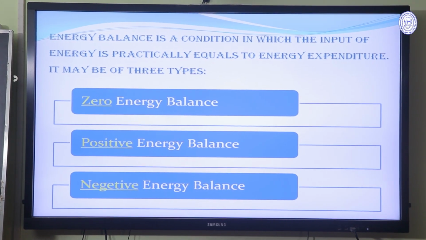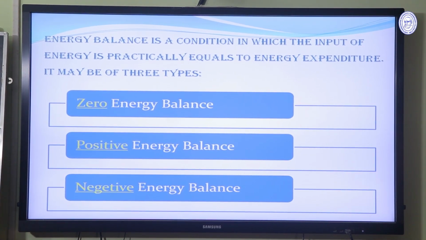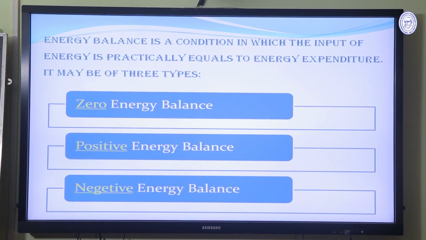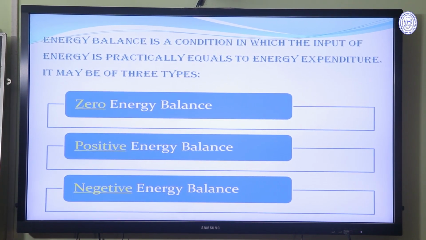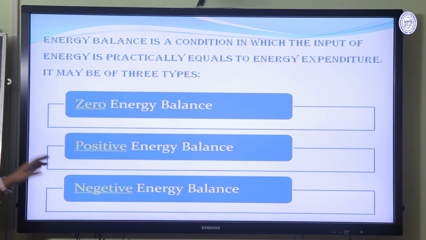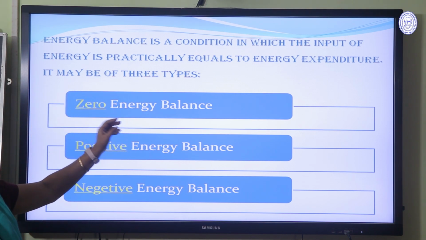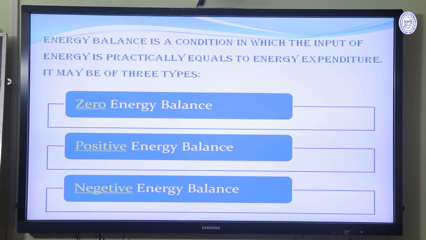Now what is energy balance and obesity? Energy balance is a condition in which the input of energy is practically equal to energy expenditure. It may be of three different types: zero energy balance, positive energy balance and negative energy balance. In case of zero energy balance, the input of energy is almost equal to the energy expenditure through different routes.